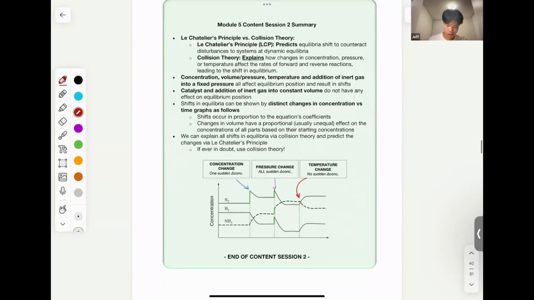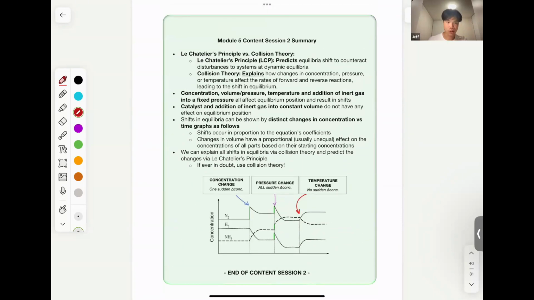So to summarize, we talked about LCP and collision theory, separate responses, LCP in terms of resistance, collision theory in terms of rate. We then also mentioned the different factors that can affect equilibrium, which are concentration, volume, pressure, temperature, and inert gas being added in. We also talked about catalyst having no effect on equilibrium position. And we looked at the various graphs for concentration, pressure, and temperature change and what they should look like.